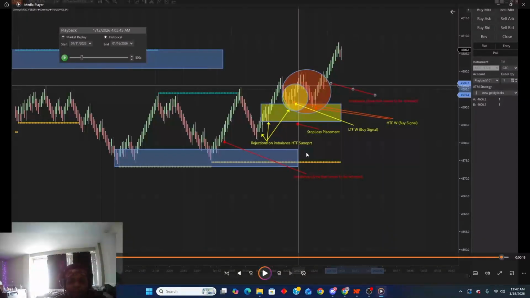Boom. Imbalance area where price needs to come back to. Stop loss placement underneath the box. Lower time frame buy signal, higher time frame buy signal is this W. Imbalance area that needs to be retested. That was also your entry for the bigger W if you didn't catch the lower time frame W. You understand? Rejections on imbalance, higher time frame support. Feel me? That's all that means. That's how you use market structure. You crab walk it up.